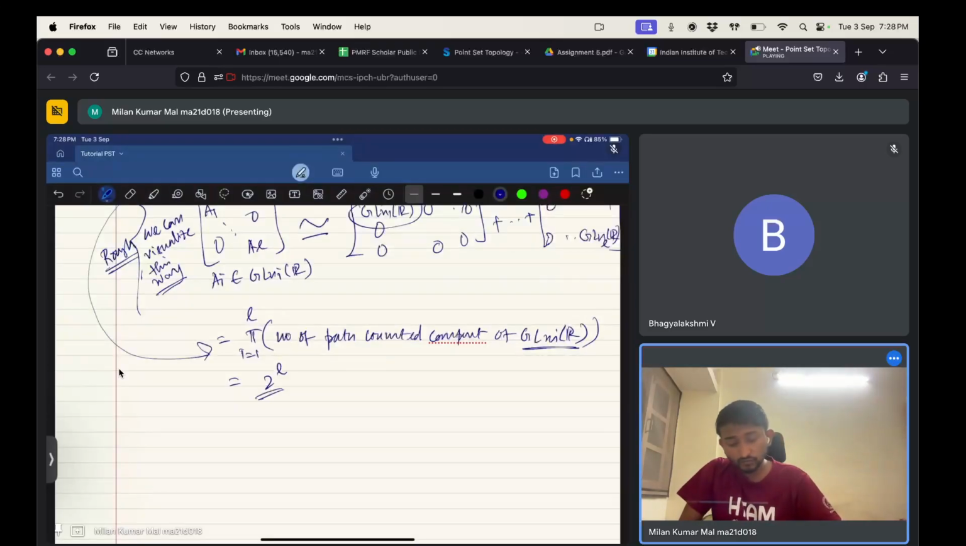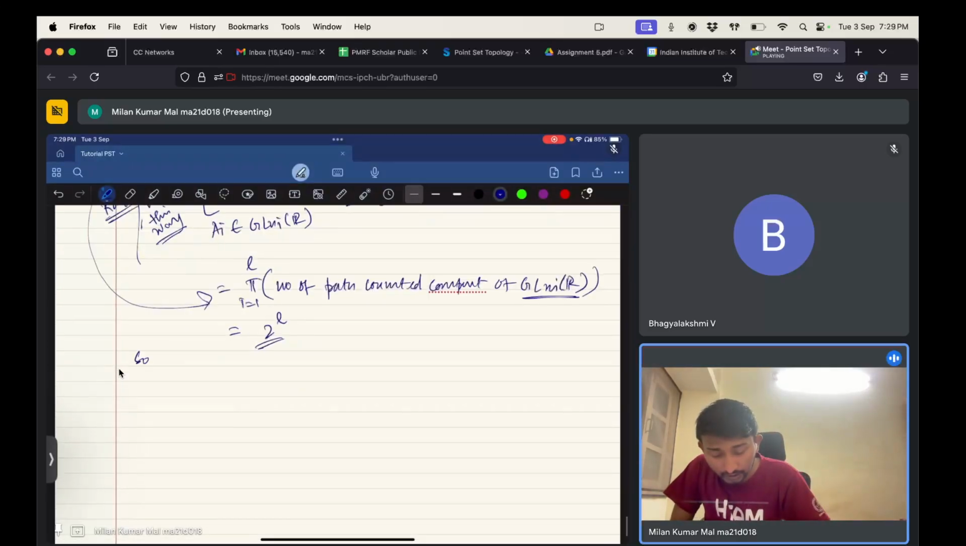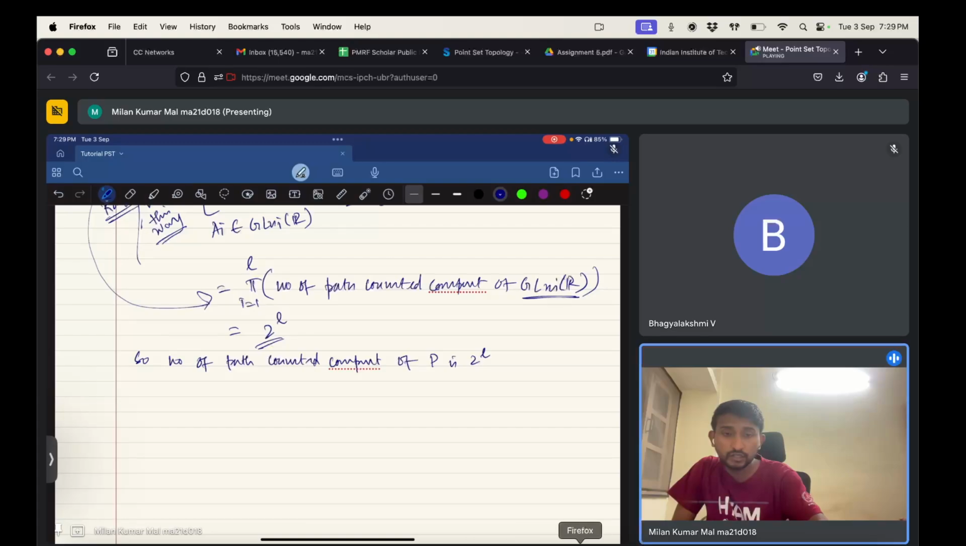Okay, so the number of path connected components of P is 2 to the power L. I hope it is clear.